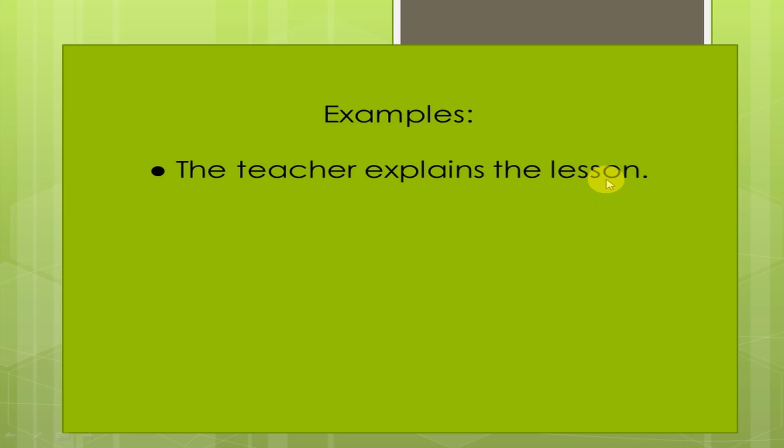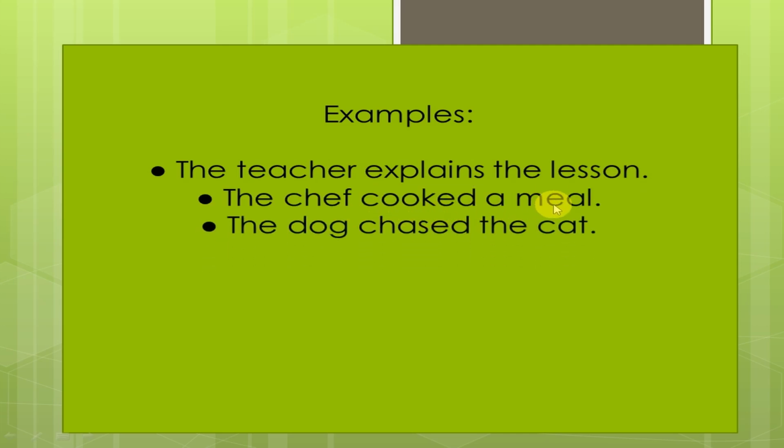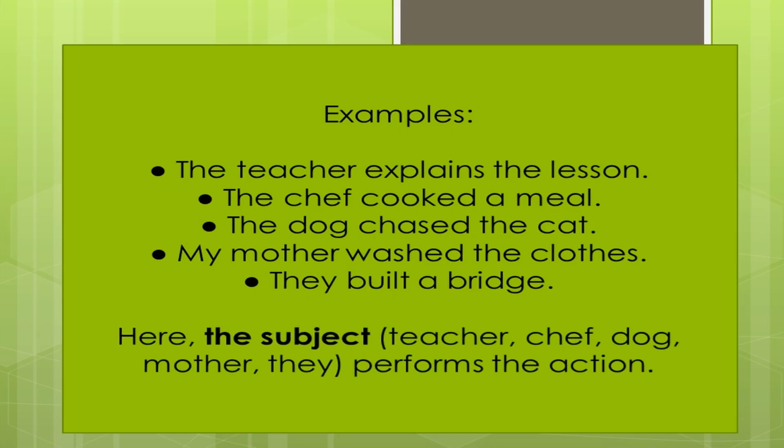The teacher explains the lesson. So the subject performs the action. The chef cooked a meal. The dog chased the cat. We are still in active voice. My mother washed the clothes. They built a bridge. Here, the subject, teacher, chef, dog, mother, they, or he, she, it, performs the action.